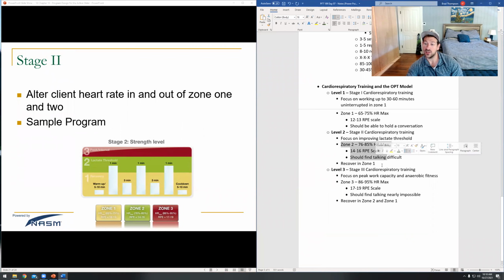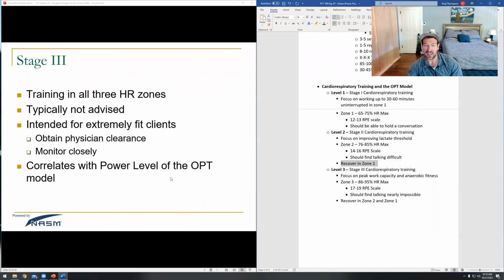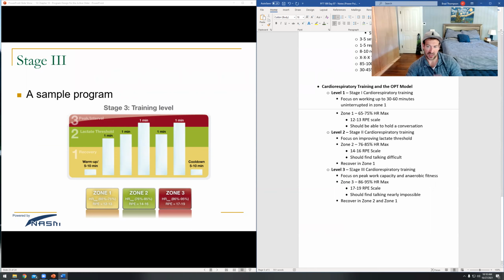And you alternate between the two. You work in zone 2, which is 76 to 85%, or a 14 to 16 on the RPE scale. Talking should be difficult, but not impossible. And then you recover in zone 1. And lastly, clients who are in stage 3 are going to get the really advanced stuff, right? They're going to get peak work capacity and aerobic fitness. This is where they're above their lactate threshold. They are producing more lactic acid. No one can keep up stage 3 for that long.